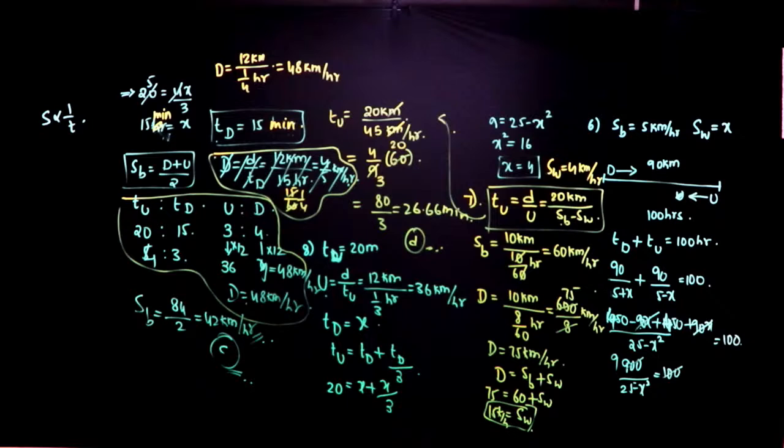That is downstream speed. So we have downstream speed as 48 km per hour and upstream speed as 36 km per hour. What do we want? We want SB, speed of boat in still water, that is D plus U by 2. D value is 48, U value is 36. 48 plus 36 is 84. By 2 gives us 42 km per hour. That's the end of the problem.